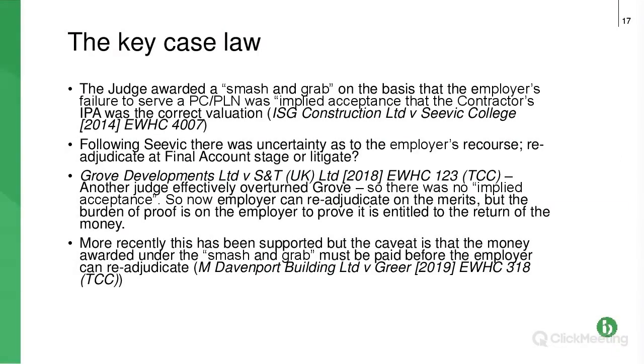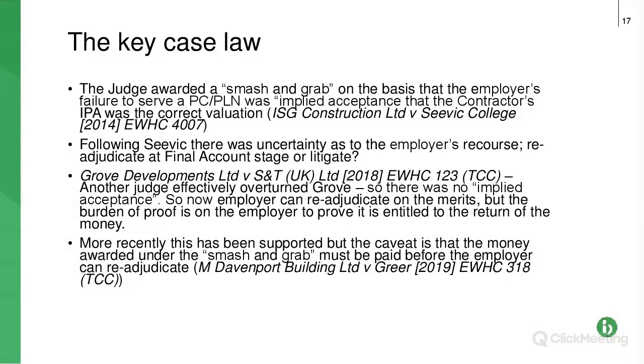Okay, so just a little bit of case law, just so that you can see where we are with this. The first smash and grab case was a case called ISG Construction and CECA. The basis of the decision here was pretty much that in not submitting a payment certificate, payment notice, or a pay less notice, the paying party had, by implication, accepted that they were going to pay what the contractor or subcontractor had applied for. So it was an implied acceptance. And that was a 2014 case, so that went on for quite a few years.